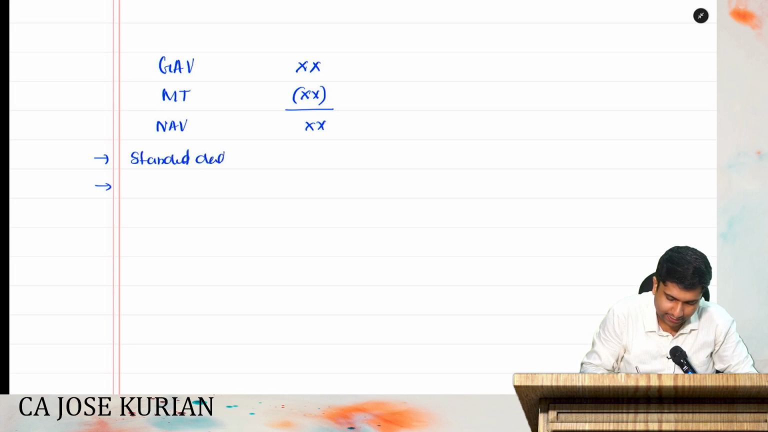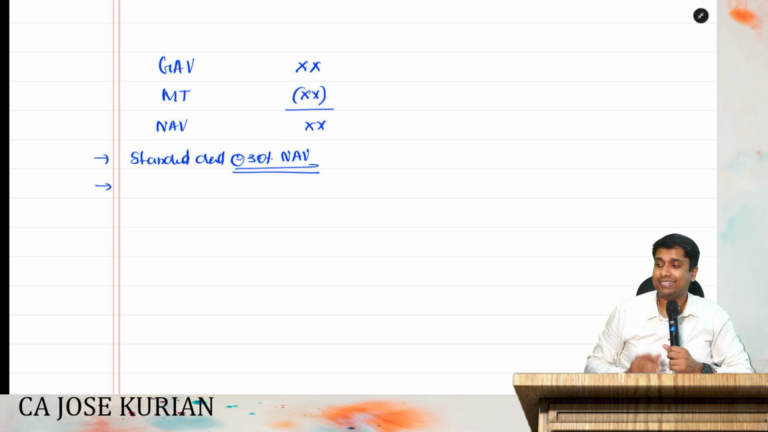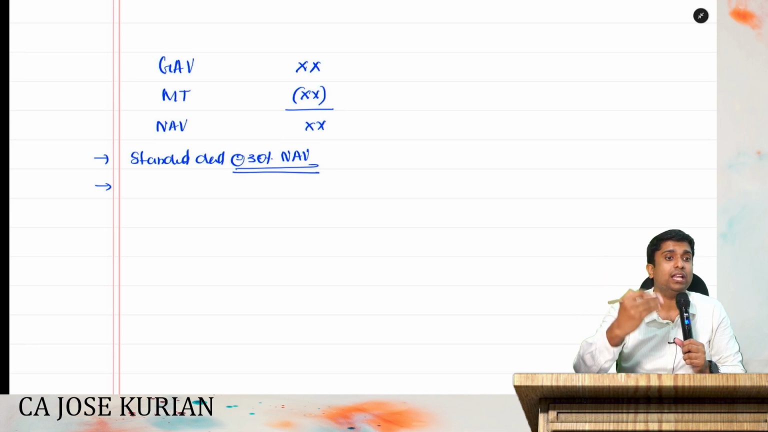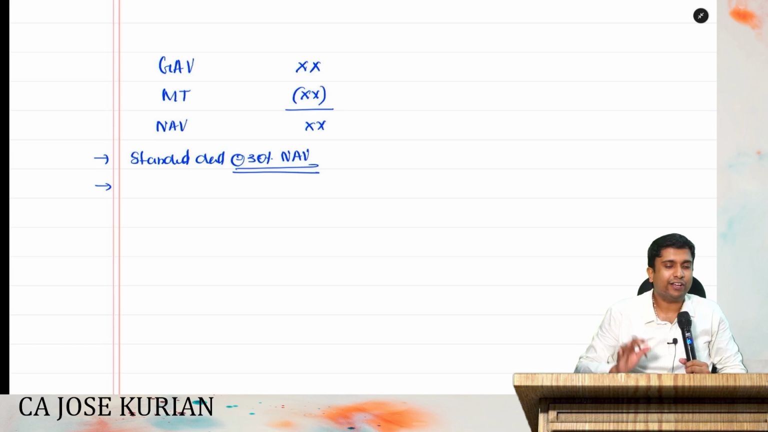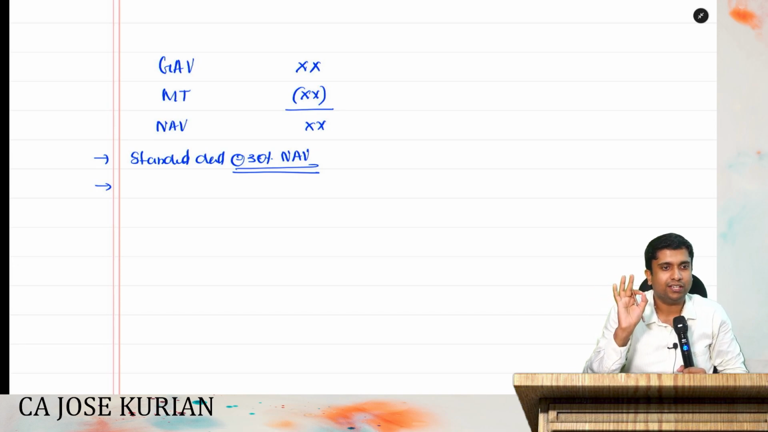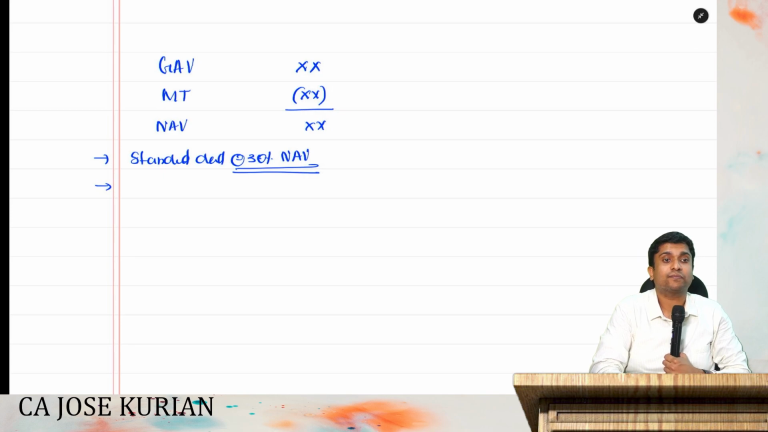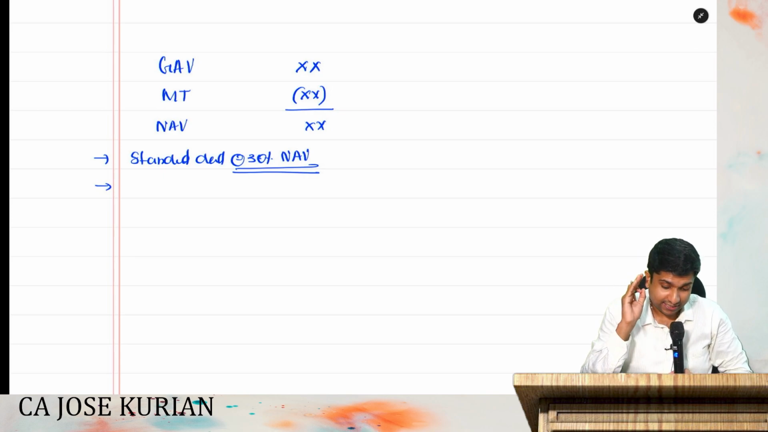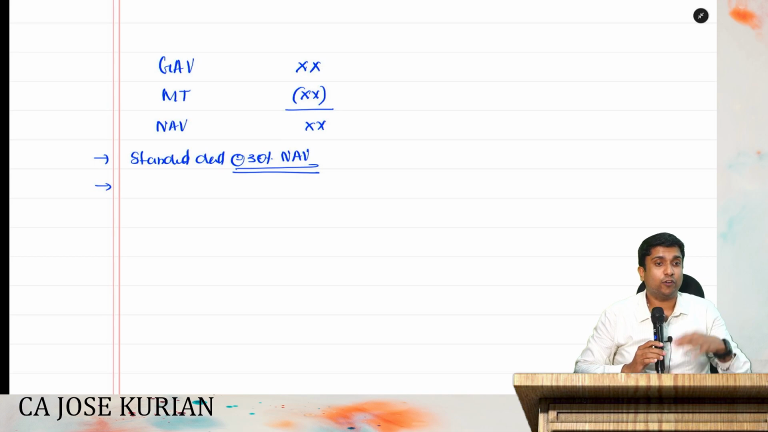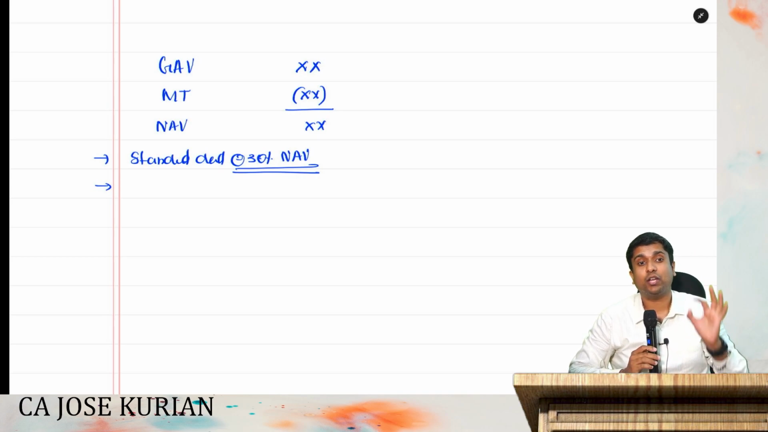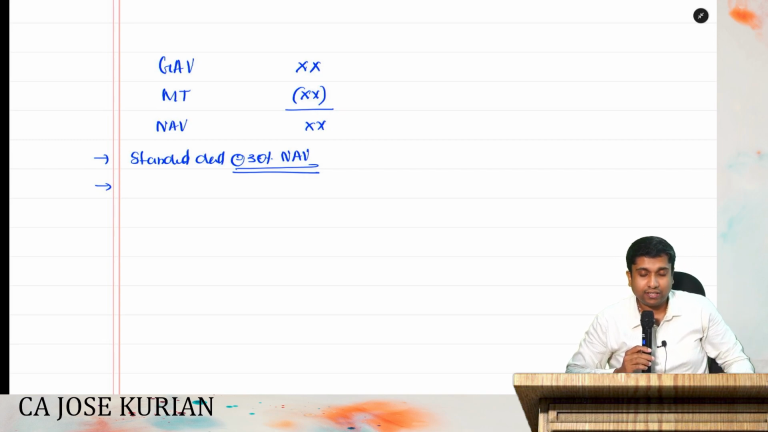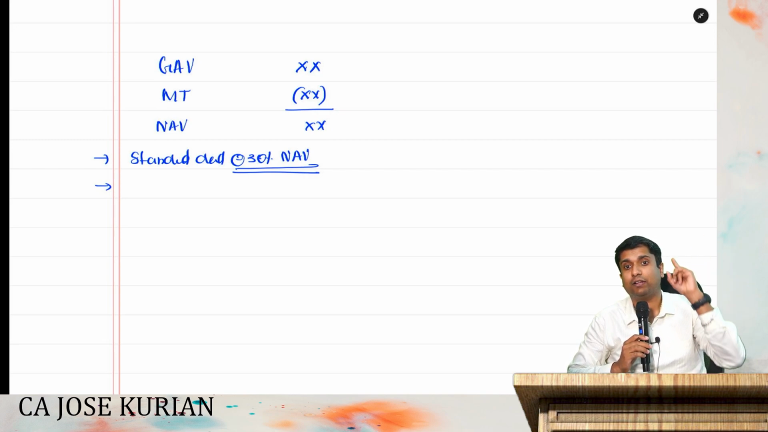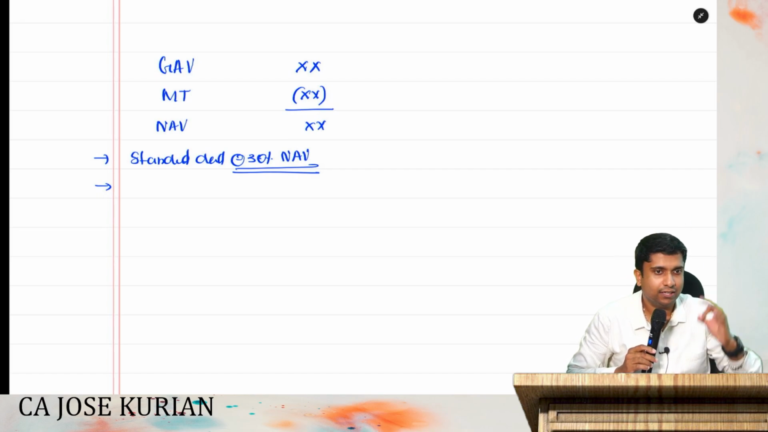Number 1, standard deduction. Standard deduction is always 30% of net annual value, NAV. If your net annual value is 0, then the standard deduction will also be 0. That simply means, say you have a self-occupied house property and the net annual value is 0, then the standard deduction also will be 0.